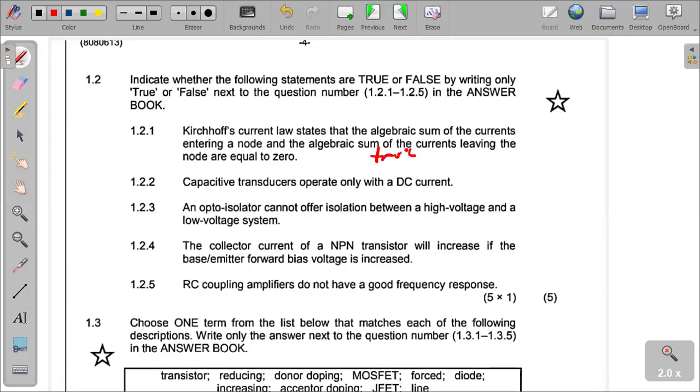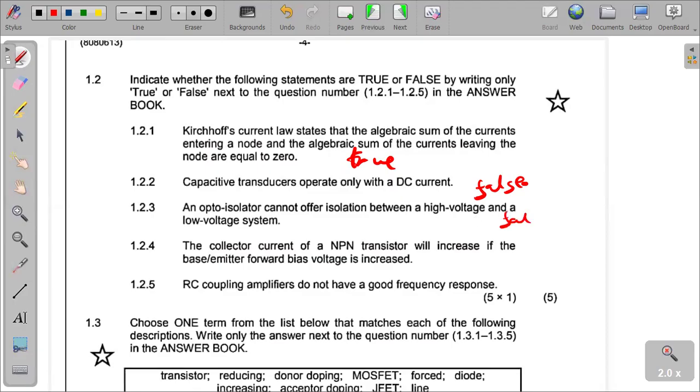Let's go to the next question. It says capacitive transducers operate only with a DC current. That's false. It's not correct. So we say the first is true and this one is false. And in 1.2.3, an opto-isolator cannot offer isolation between high voltage and low voltage. Actually, that's false as well.